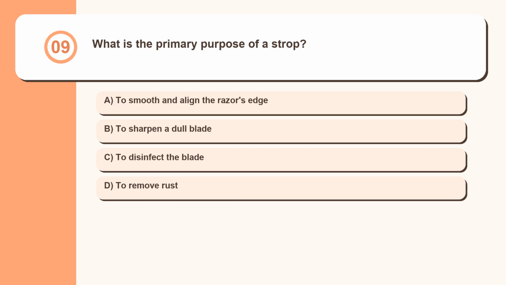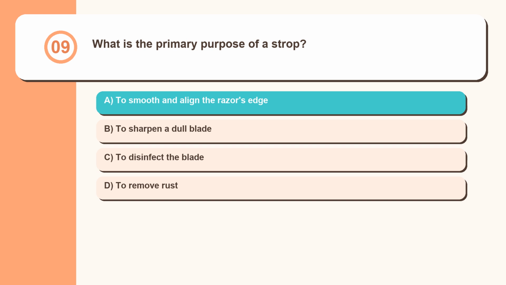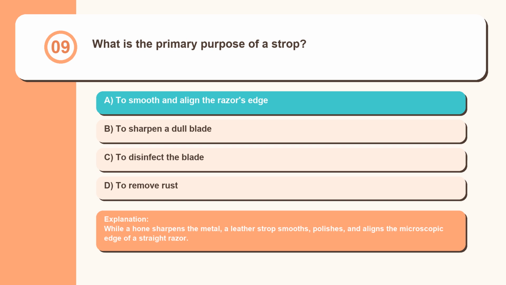Question 9. What is the primary purpose of a strop? To smooth and align the razor's edge, to sharpen a dull blade, to disinfect the blade, to remove rust. While a hone sharpens the metal, a leather strop smooths, polishes, and aligns the microscopic edge of a straight razor.